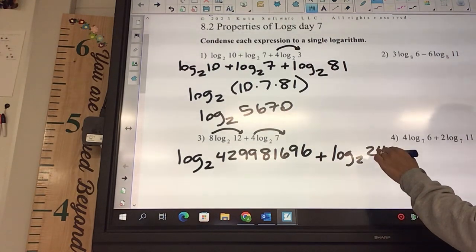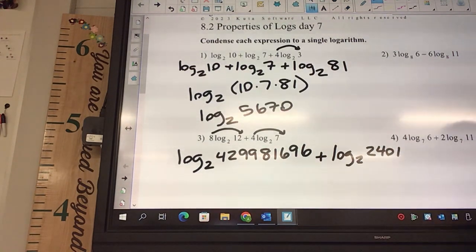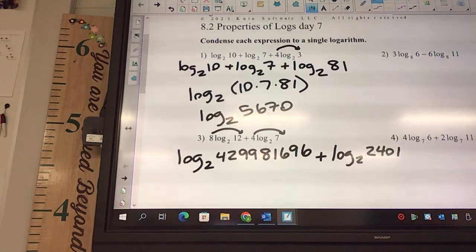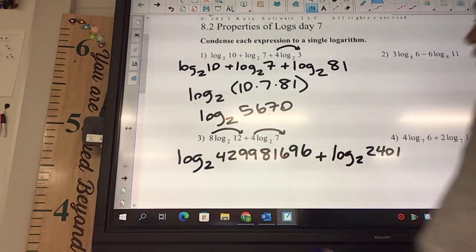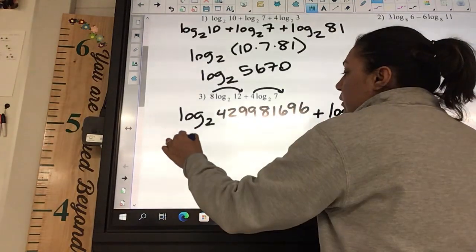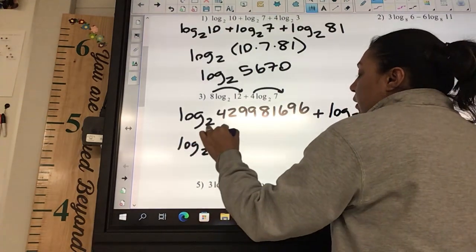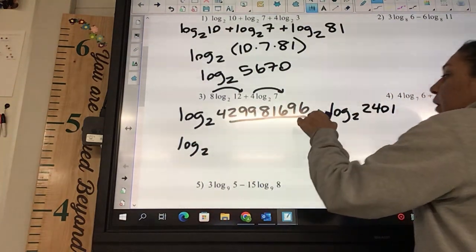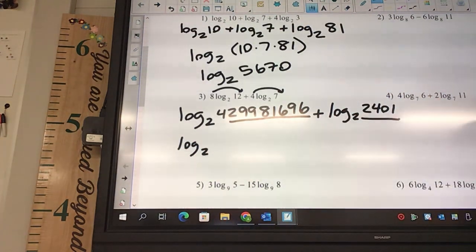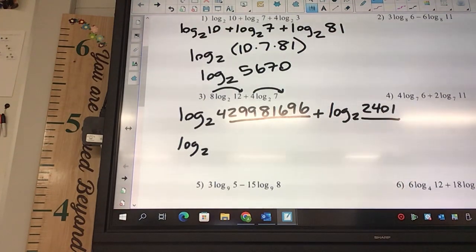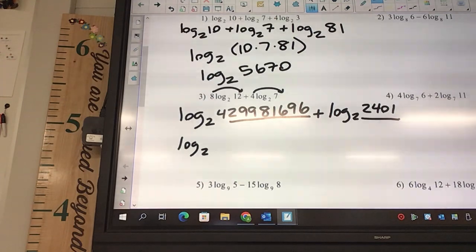24. Okay. And then what? You're going to times them, okay? Because there's a plus in there. So it's going to look like log 2 of this number times this number. I'm about to cover up my whole page. It's definitely going to be a big, big number.